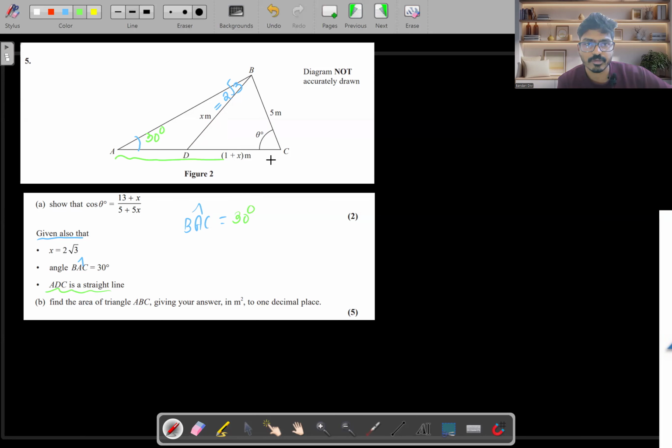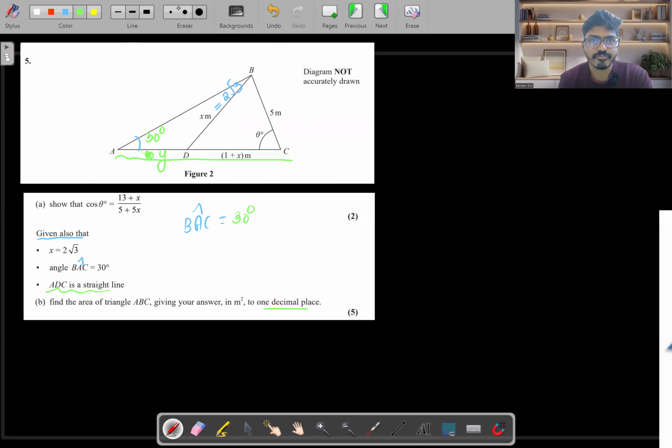So this is going to be a straight line, and we don't know this measurement. Let's take that as x. This is already x, and let's take this as y. Then find the area of triangle ABC. Give your answer in meters squared to 1 decimal place. All right, so this is okay.